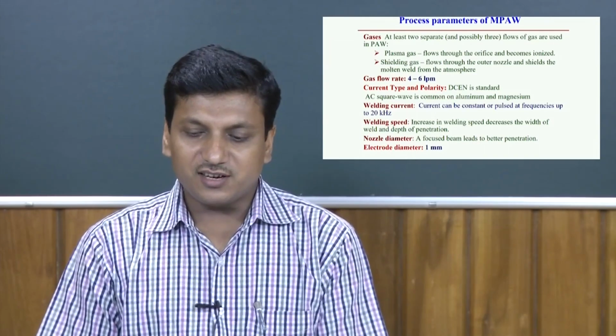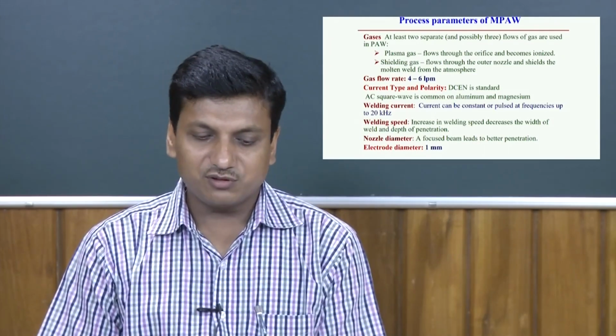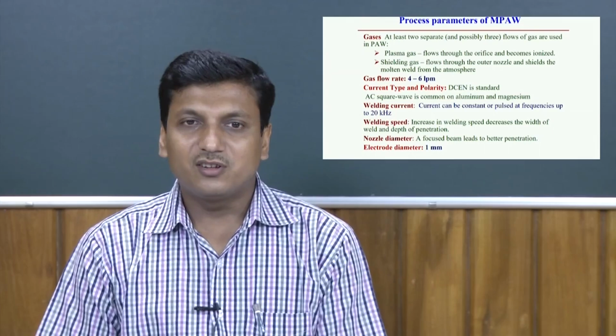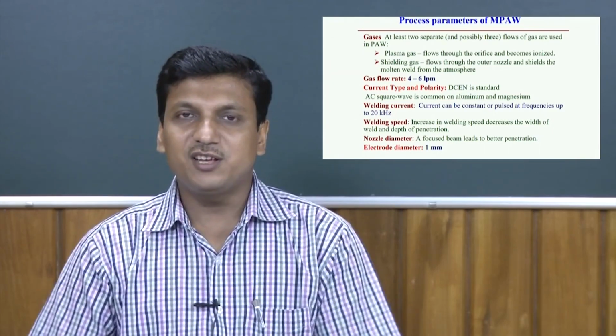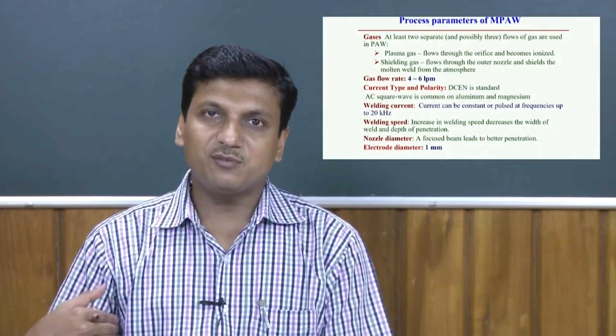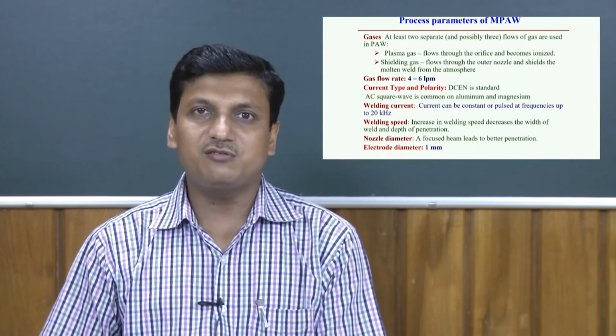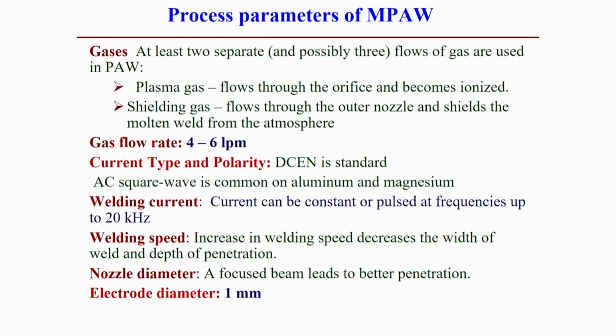A frequency of 20 kilohertz can be used. Welding speed depends upon the material, because normally when the welding speed increases, there is less deposition of heat into the substrate metal. So, there is a relation between the welding speed and the heat input to the substrate material. For example, for 0.5 millimeter thick titanium or steel, we can use a welding speed in the range of 1 to 5 millimeters per second in the microplasma arc welding process.